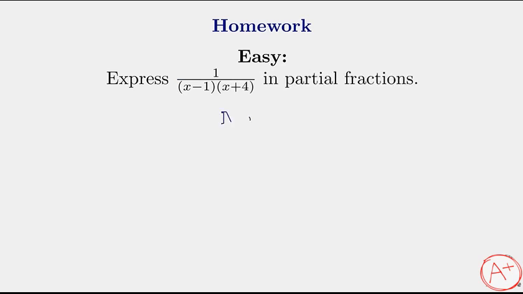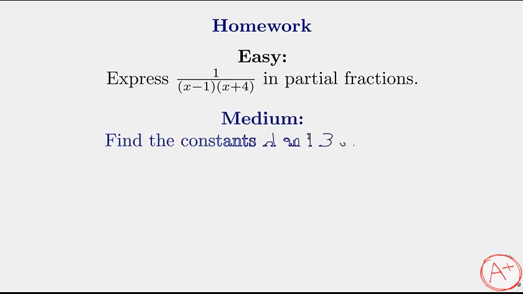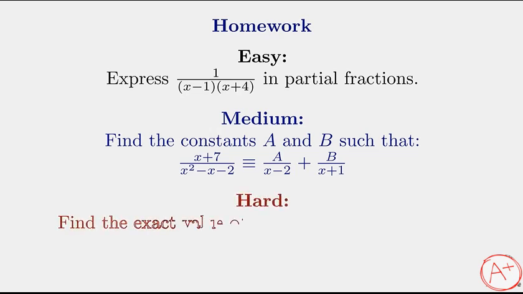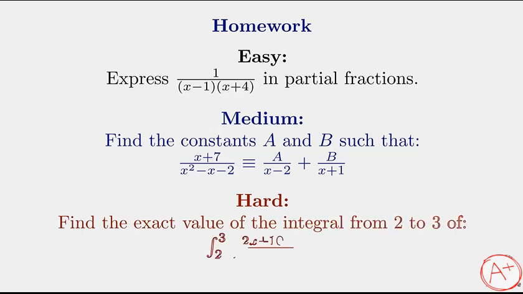Medium. Find the constants a and b such that x plus 7 over x squared minus x minus 2 is identically equal to a over x minus 2 plus b over x plus 1. Hard. Find the exact value of the integral from 2 to 3 of 2x plus 10 over x squared plus 2x minus 3 with respect to x.